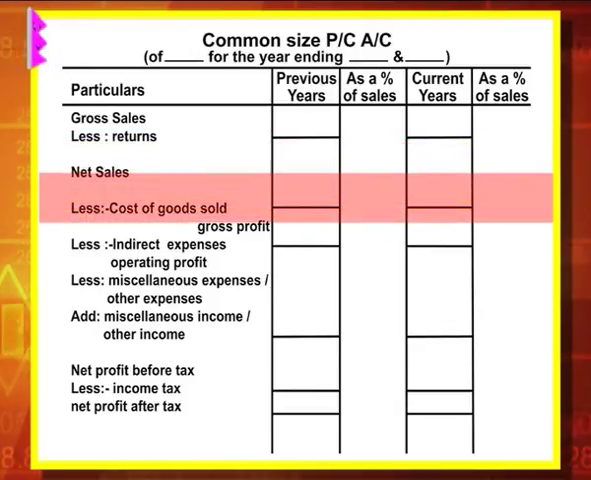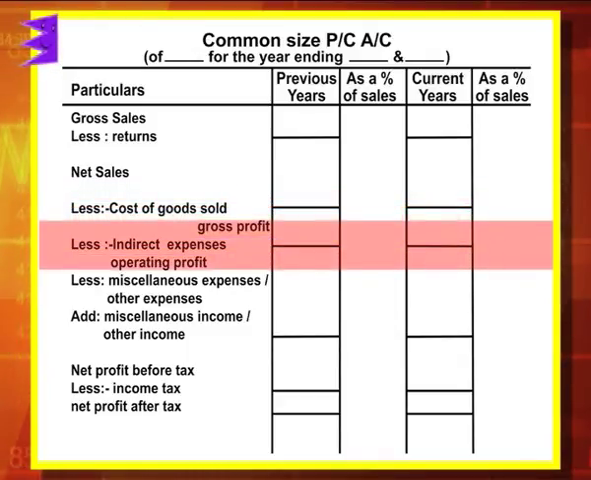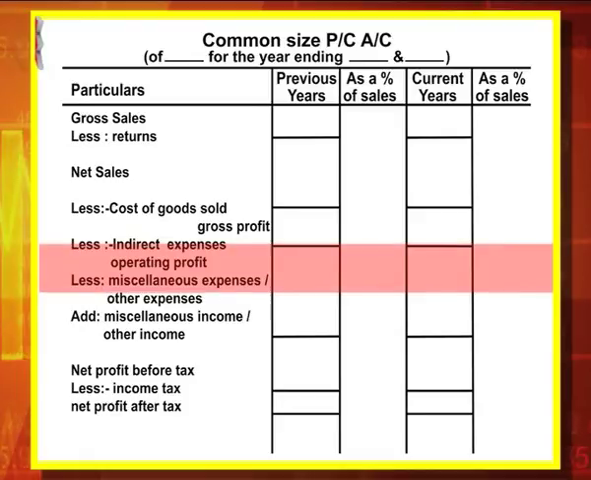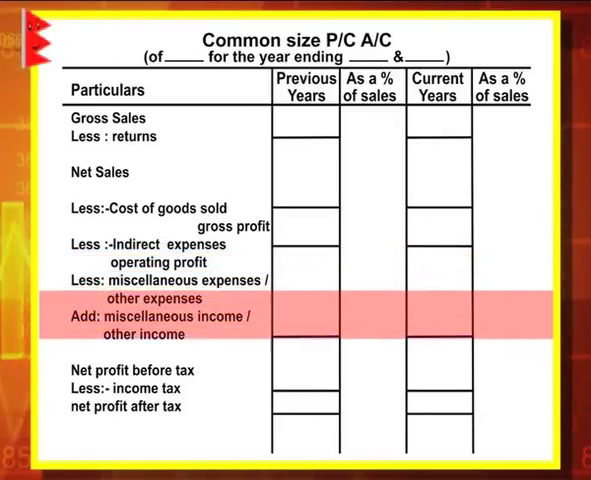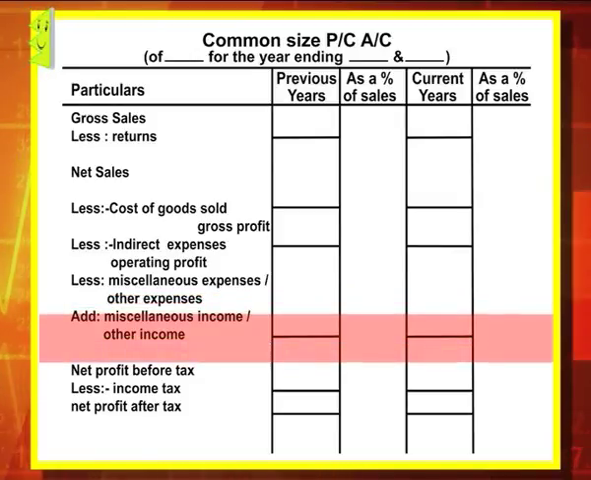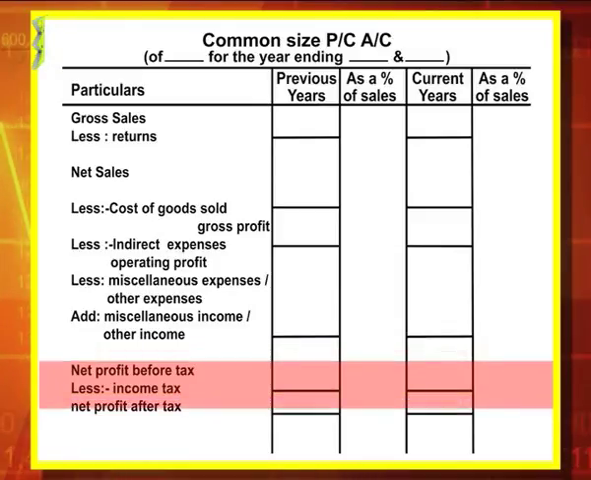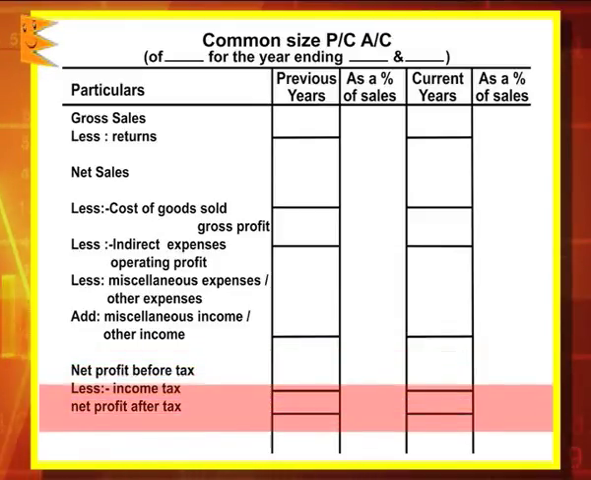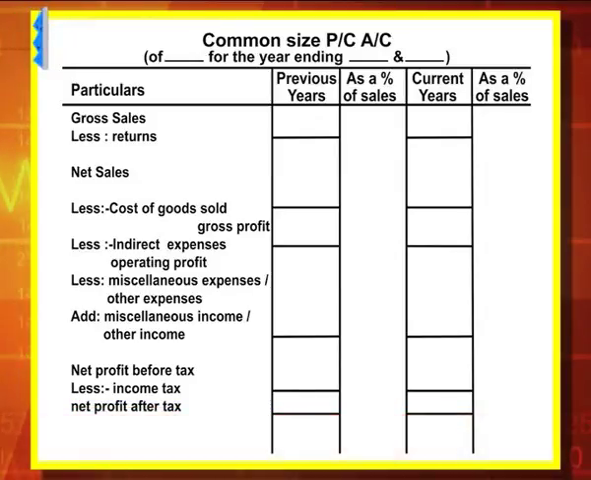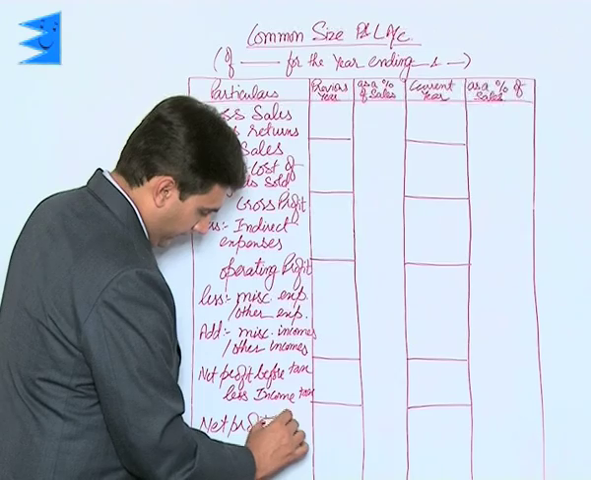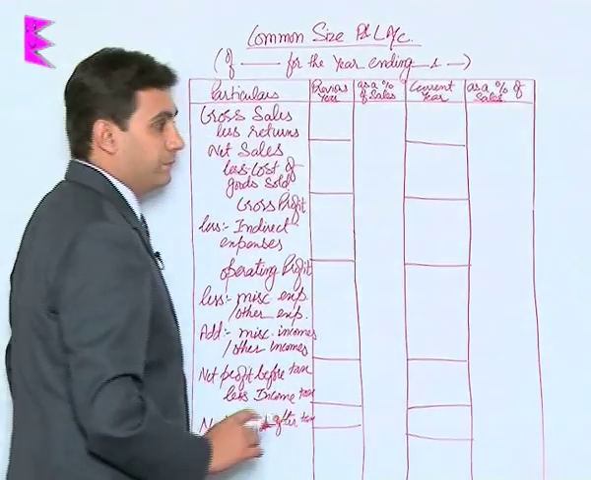Net profit before tax. Out of this, deduct income tax. Once it has been deducted, we will get net profit after tax. After tax, this would be the final figure.